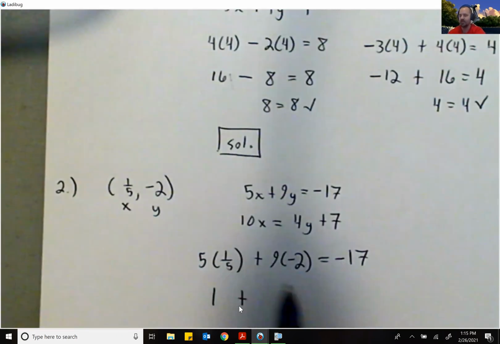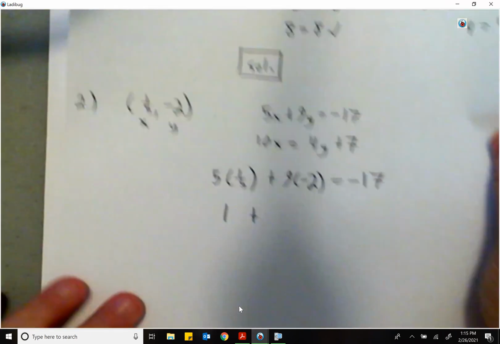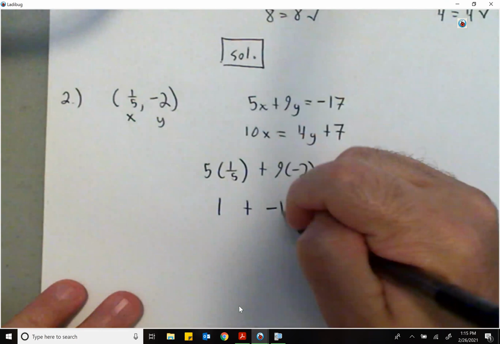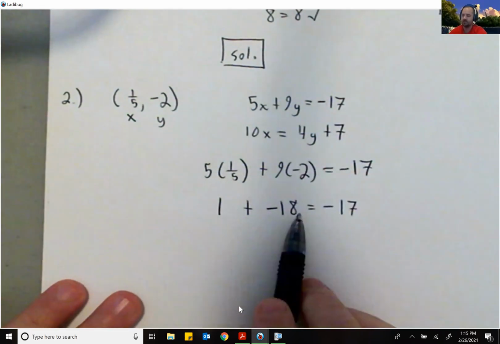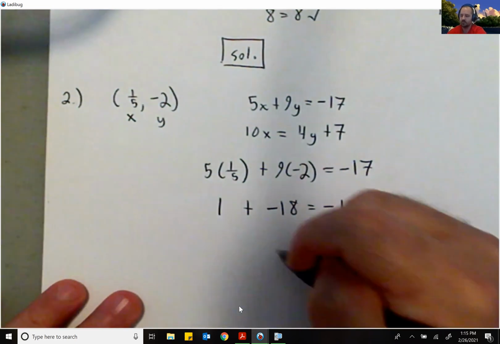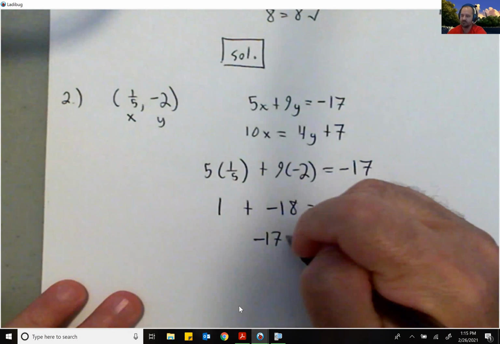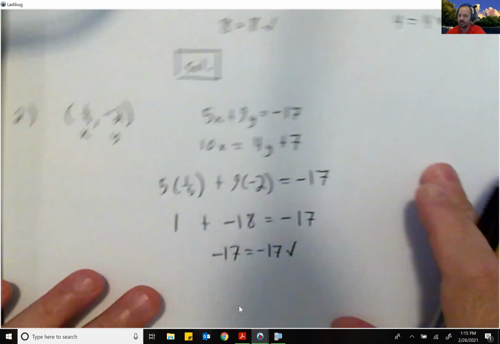What's 9 times negative 2? Negative 18. So the question is 1 plus negative 18, negative 17? Yes. Negative 17 equals negative 17. So far, this is a solution. So let's check the next guy.